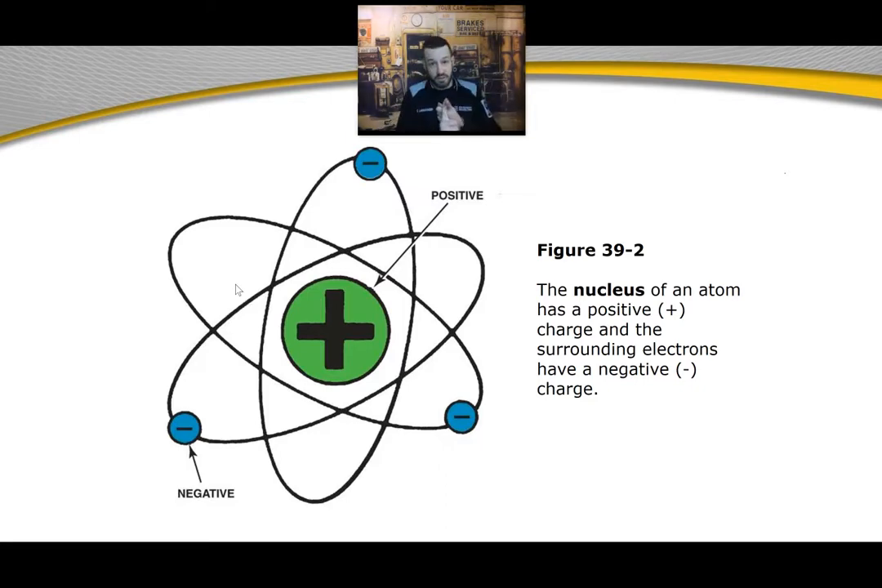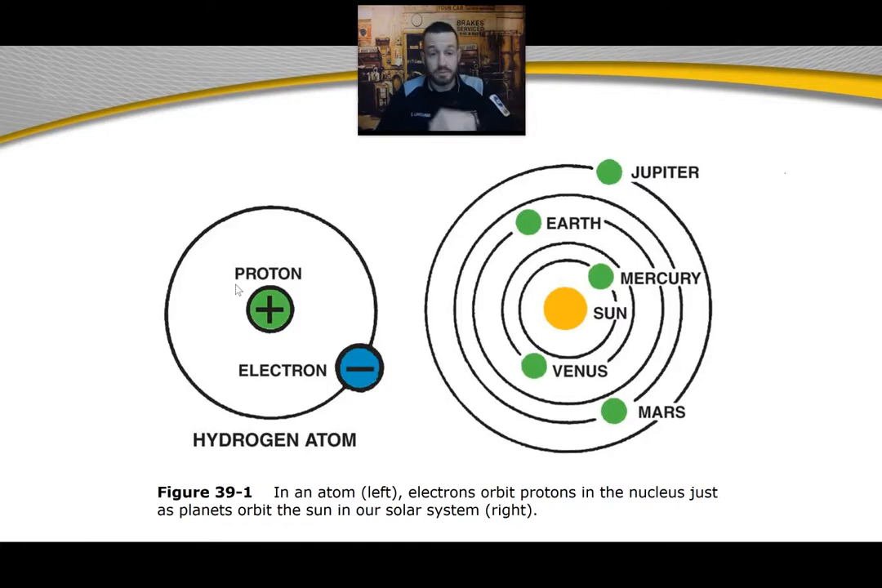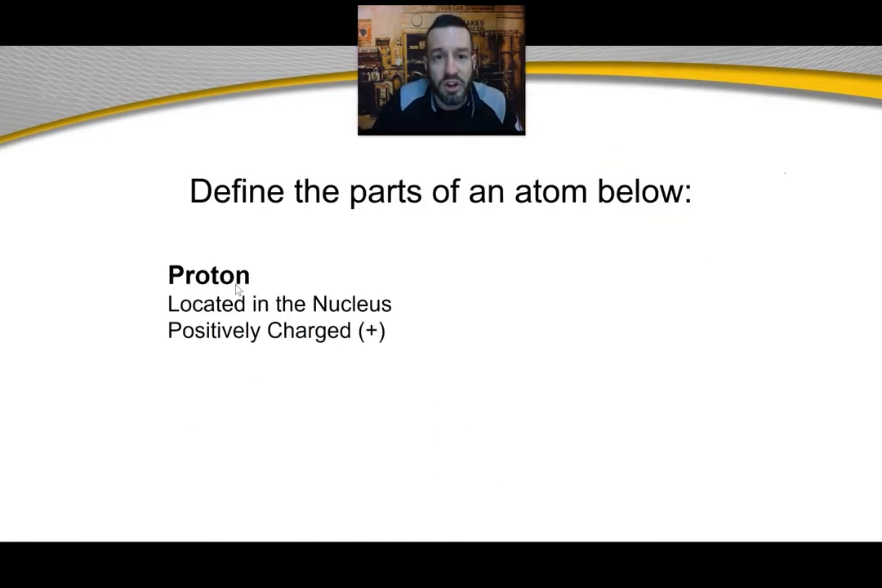You have a nucleus, the center, which is positively charged because you have a neutron and a proton inside of that, okay? And then you have an electron, which is negative, in the rings outside there. It looks a lot like a solar system, right? Oh, look at that. Solar system. Crazy. All right, so define the parts.